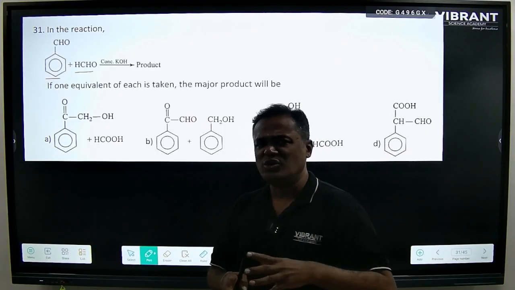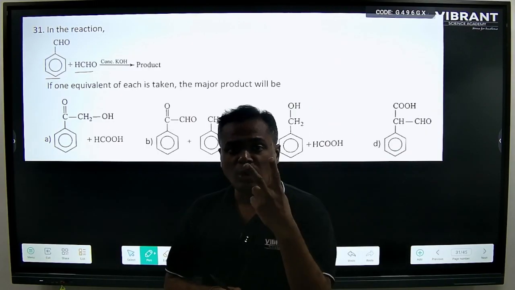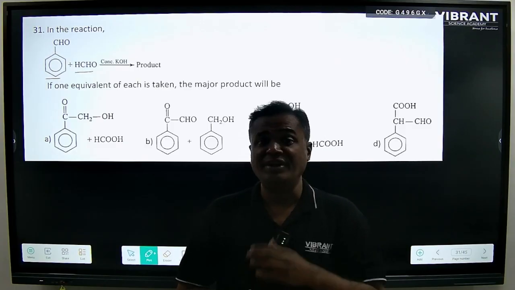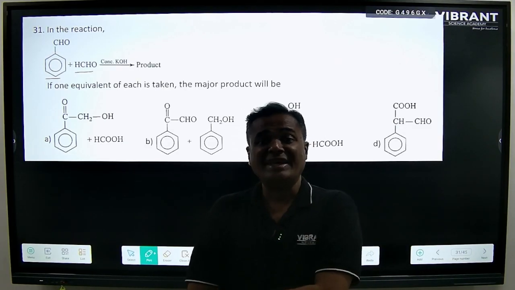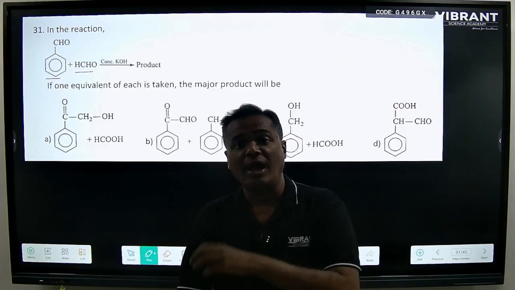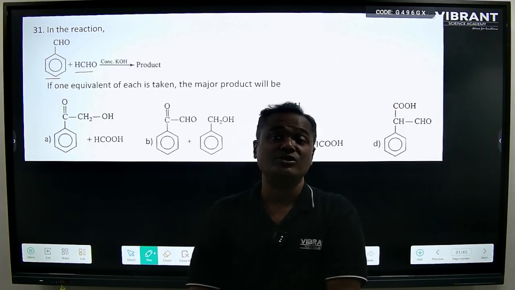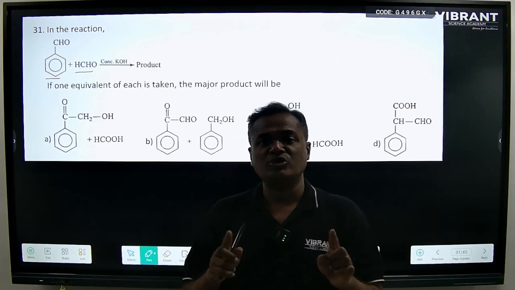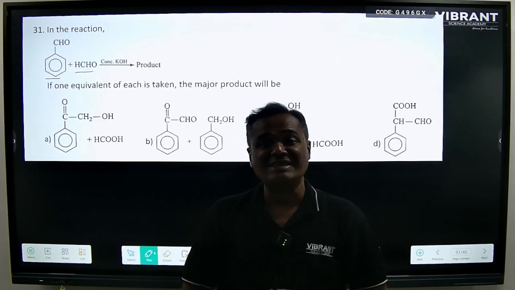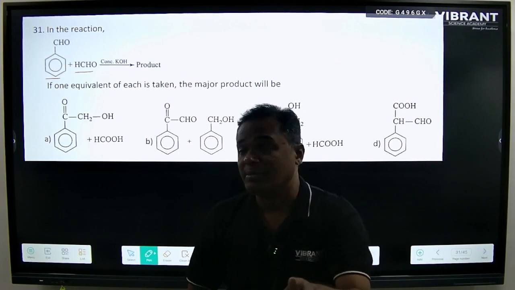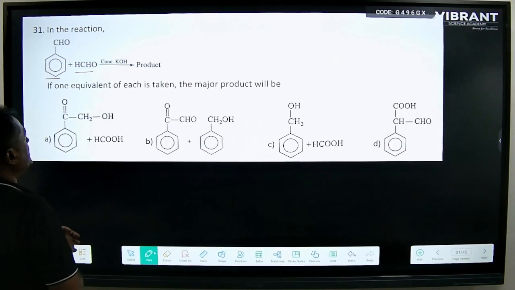Now in Cannizzaro reaction, child, basically what is the reaction? When two molecules of an aldehyde are treated with a concentrated base, one of the molecules gets converted to a primary alcohol and another molecule gets converted to a carboxylic acid salt. So here you will have a mixture of two products, one is alcohol and one is acid. Which alcohol? Primary.